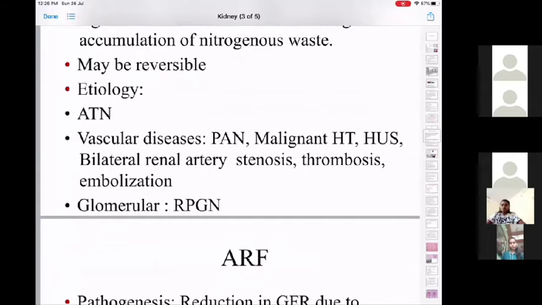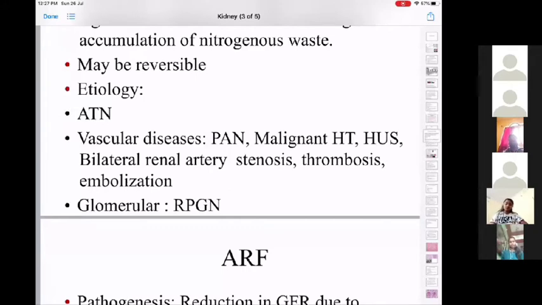That is by acute means. And second is the vascular diseases like PAN, malignant hypertension. PAN is polyarteritis nodosa. Polyarteritis nodosa is a connective tissue disease. We will discuss later on. Malignant hypertension is a type of hypertension in which the BP is more than 200 or 220 systolic blood pressure and 100 to 120 diastolic blood pressure.